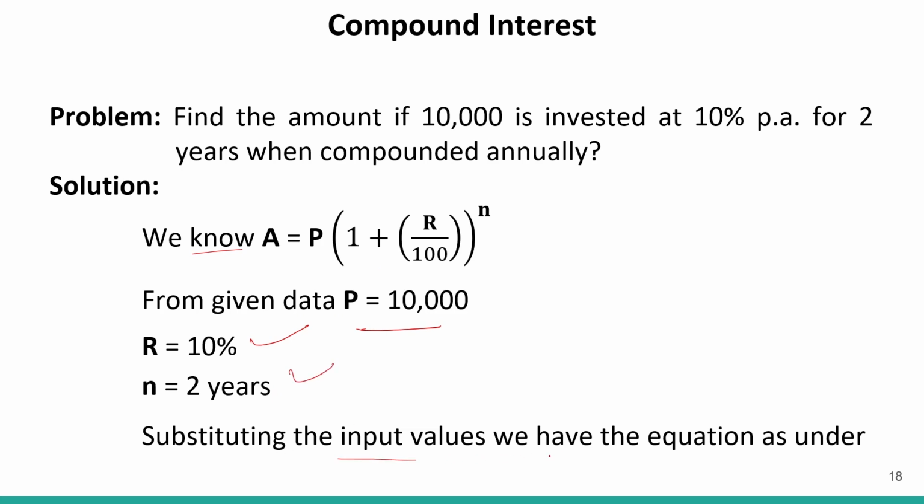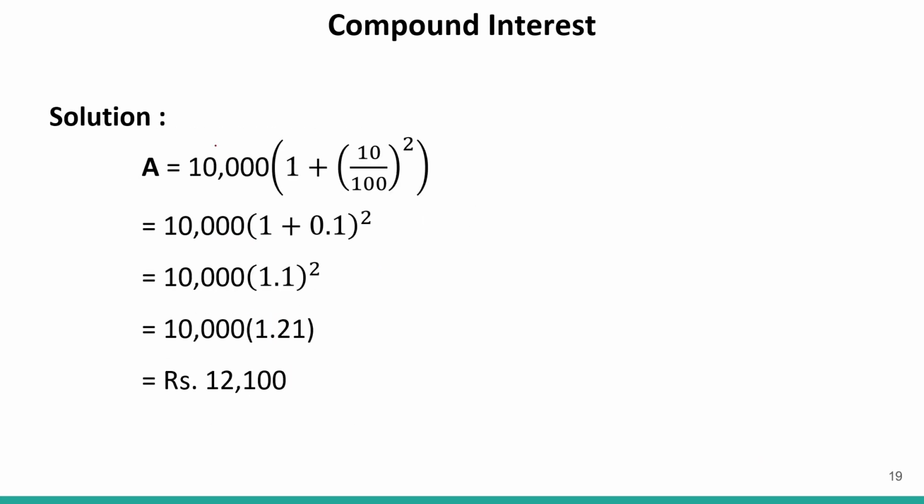Substituting the input values, we have A equal to 10,000 into (1 plus 10 by 100) whole power 2. So it will be 10,000 into (1 plus 0.1) power 2, which is 10,000 into 1.1 power 2. So 10,000 into 1.21, that is Rs 12,100.